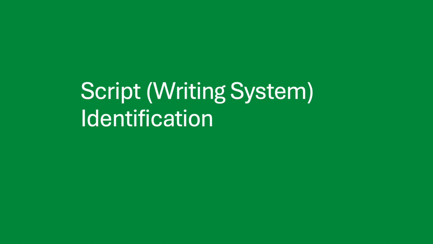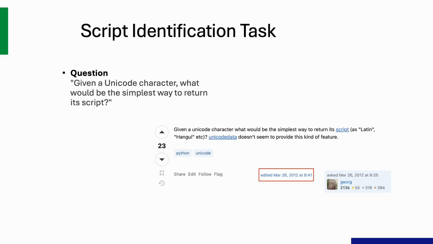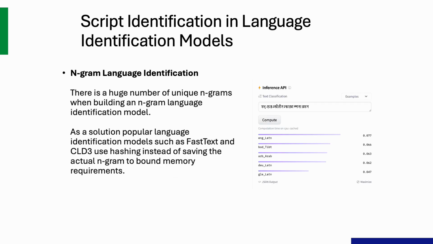Script or writing system identification. Given a Unicode character, what would be the simplest way to return its script? This question was asked more than 12 years ago and still it's not very easy to answer. One might say we can use language identification models as a script identification tool.